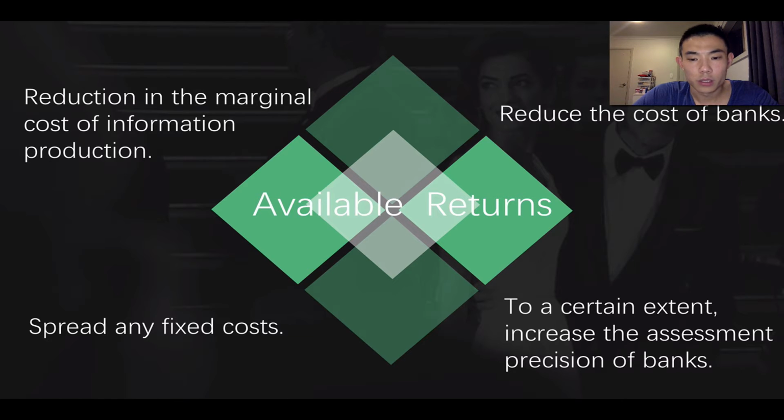In turn, this repetitive interaction over products and over time would increase the bank's assessment of the SMEs, then allow the bank to spread any fixed costs of producing information, and reduce the bank's cost of providing more loans and services. Next, my group member will introduce the result and recommendation.